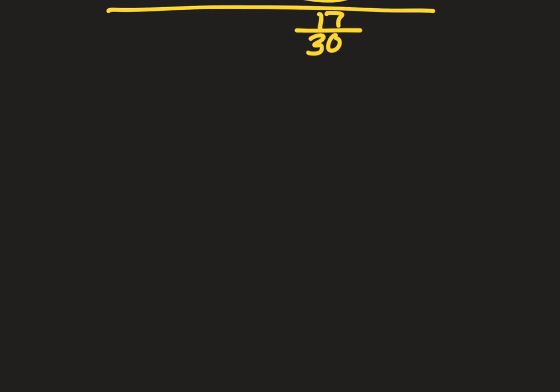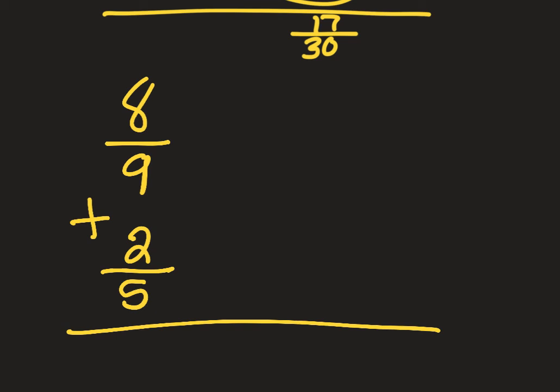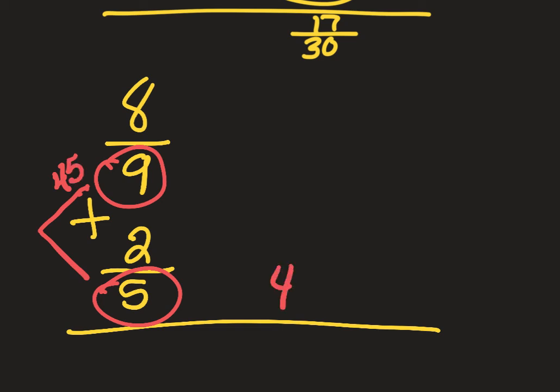Last one. Let's add 8/9 plus 2/5. When I look at 8/9, I quickly realize my denominator is 9, and when I look at 2/5, my denominator is 5. The larger of the two denominators is 9. 5 will not go into 9 equally, so I have to multiply the two. So I go ahead and say 9 times 5 is 45, so my new denominator is going to be 45.